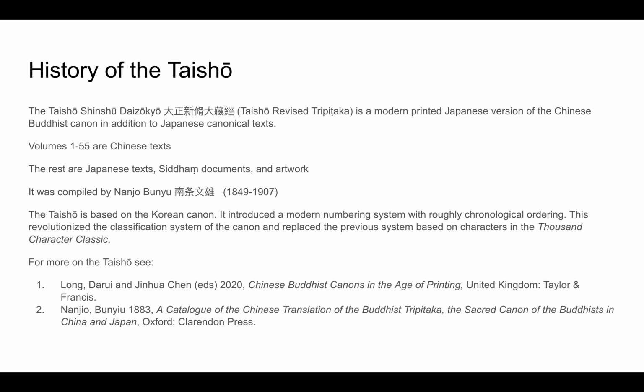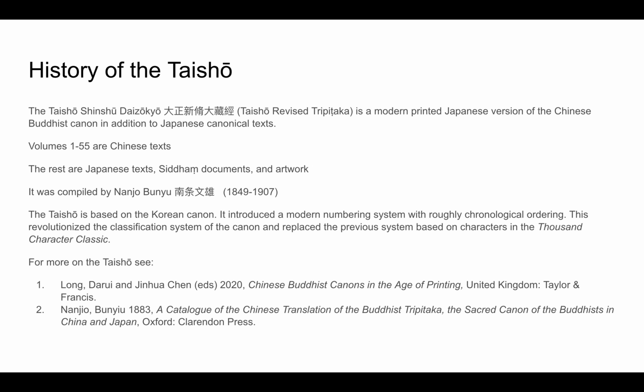It replaced a previous system which used a numbering system based on the 1,000-character classic. And the previous system also had a different ordering. Whereas the first texts in the Taisho are from the Agamas, or the discourses of the Buddha and his disciples, which are believed to be historical discourses, or at least based on them, the previous versions of the canon had the Prajnaparamita at the start of the canon.